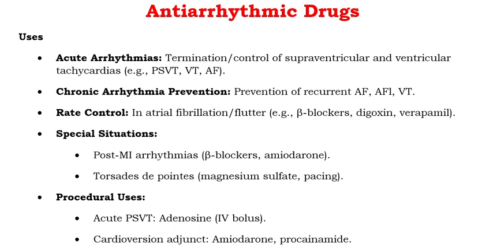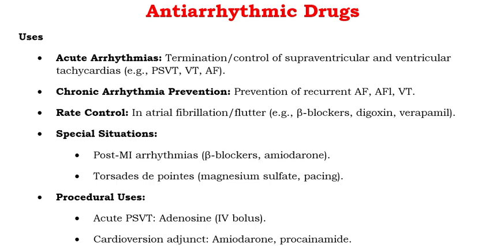What about using them around procedures? Yep. Good example is adenosine. We give that as a fast IV push, a bolus, to try and stop acute PSVT right in its tracks. Ah, the adenosine slam. That's the one. And sometimes drugs like amiodarone or procainamide are used alongside electrical cardioversion, the shock, to help it work better. Okay, that makes sense. So a good picture of when we use them.